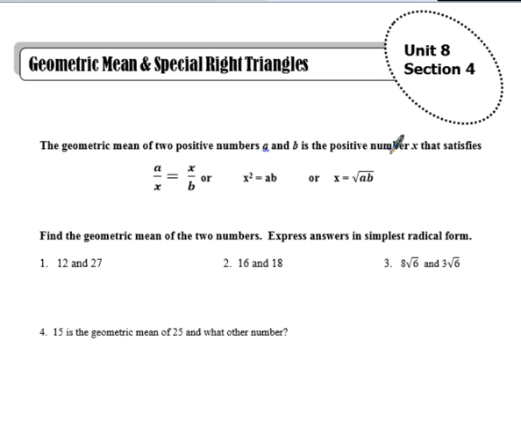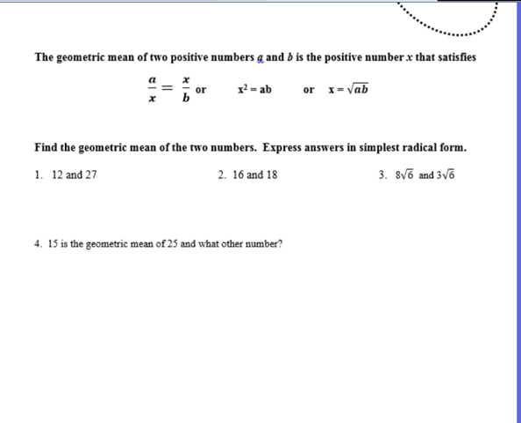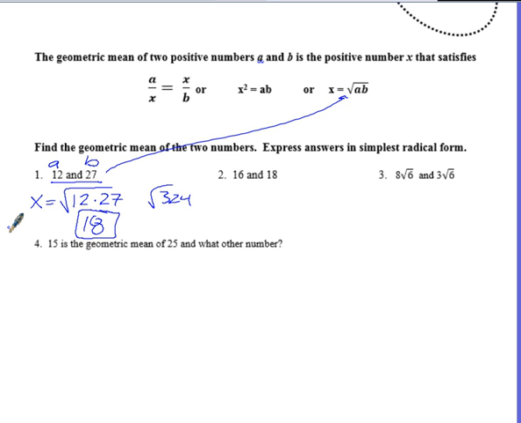So let's take a look at an example problem of how we would find a geometric mean given two numbers. If I give you these two numbers and say find the geometric mean, the easiest way is to take these two numbers, so this is a, this is b, and substitute them into that equation. So x, or the geometric mean, is equal to the square root of 12 times 27. 12 times 27 is 324, the square root of which equals 18. And so the geometric mean of 27 and 12 is 18.